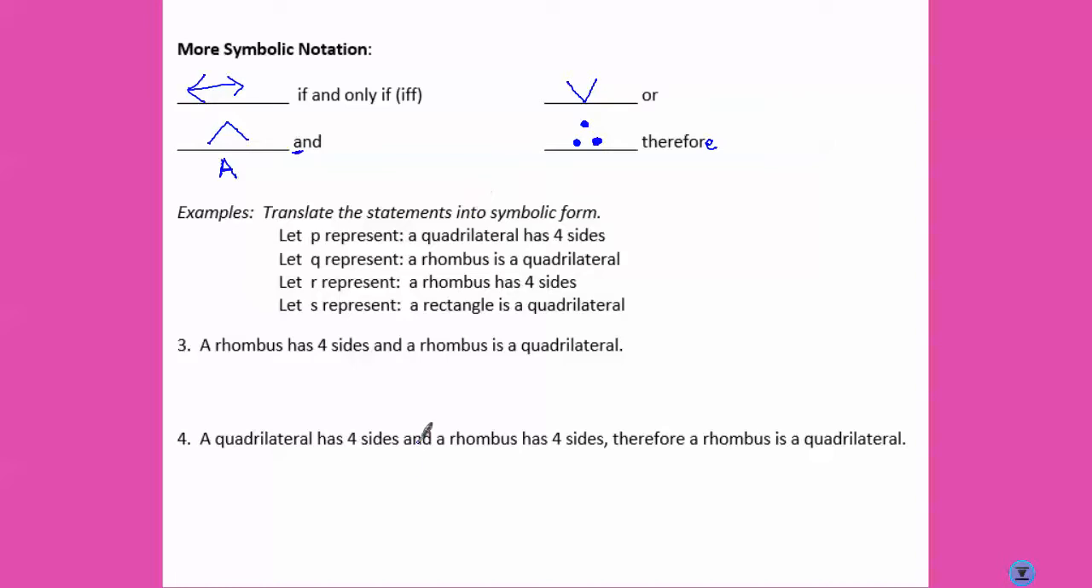So let's translate these statements into symbolic form. P is going to be a quadrilateral that has 4 sides. Q is going to be a rhombus is a quadrilateral. R is a rhombus has 4 sides. And S is a rectangle is a quadrilateral. So a rhombus has 4 sides, that was our green one, and a rhombus is a quadrilateral, that was yellow. So our green part was R, and is the up caret. A rhombus is a quadrilateral was Q.